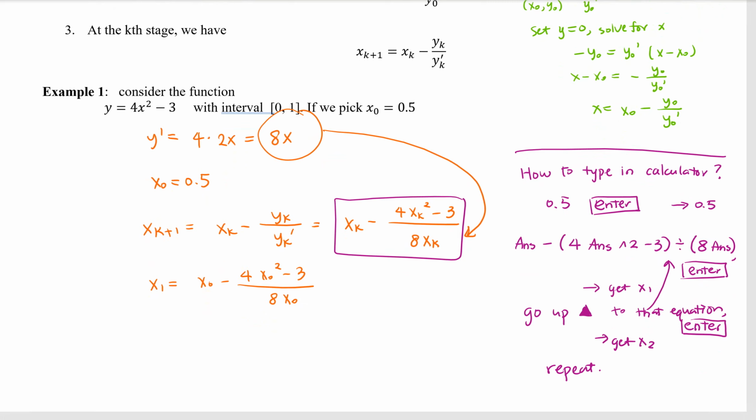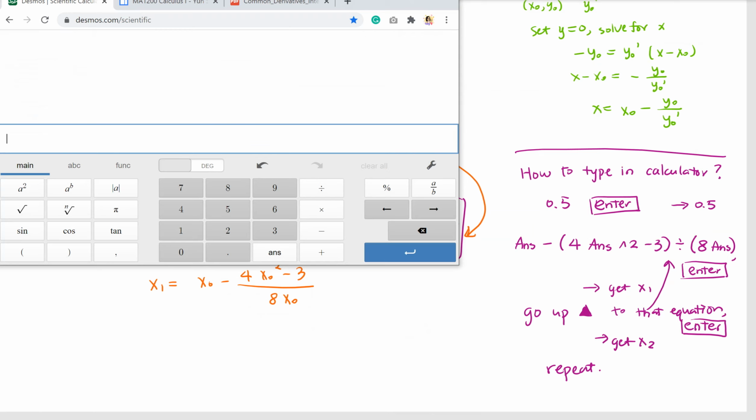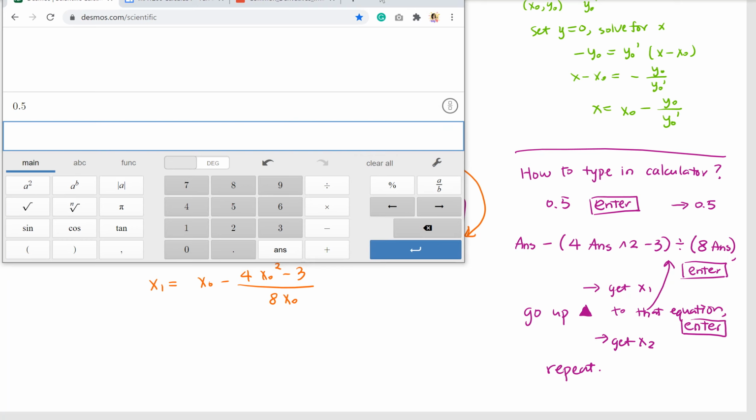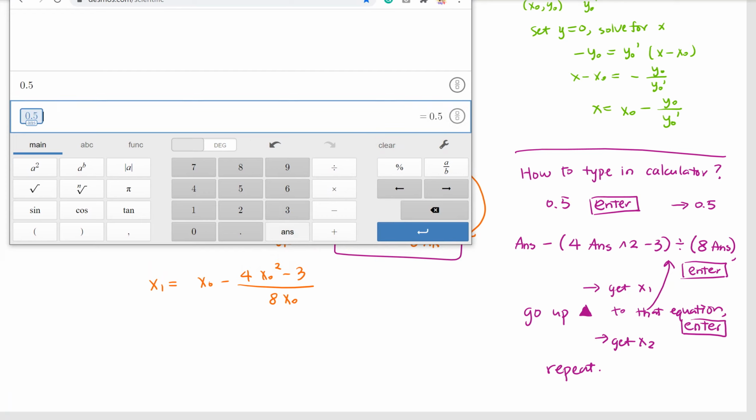Okay, so I'm gonna show you here. So where is my calculator? Okay, here is my calculator. So let me clear all. Okay, so I do 0.5 enter. Then I have 0.5 in my line, right? And then let me move up a little bit. And then I do answer. You see this answer? Answer minus. So don't click 0.5. Make use of the answer key.